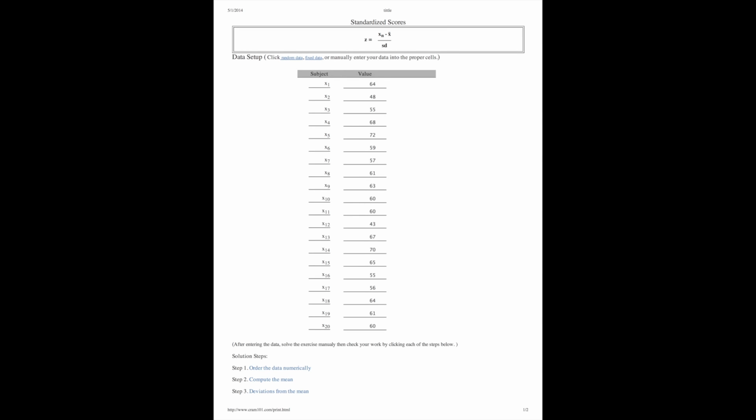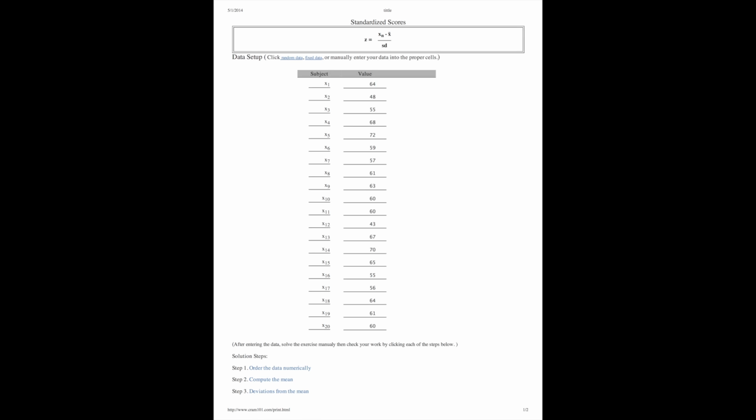Hi, this is Andrew. We're working on some statistics homework tonight. The next problem that I have to do for my homework is standardized scores, and I have 20 data points on the assignment. So I use an online tool called cram101.com. It's easier than spreadsheets because everything is laid out for me and the formulas are right there.